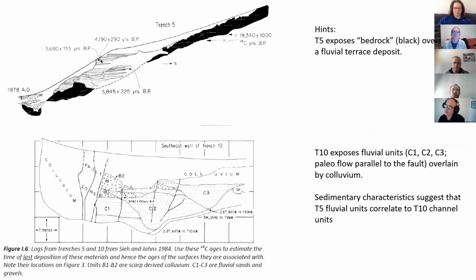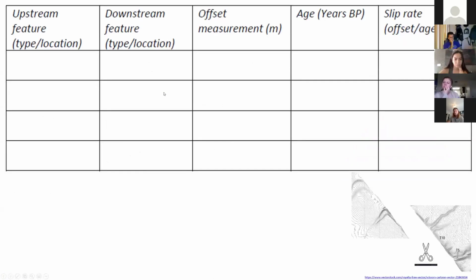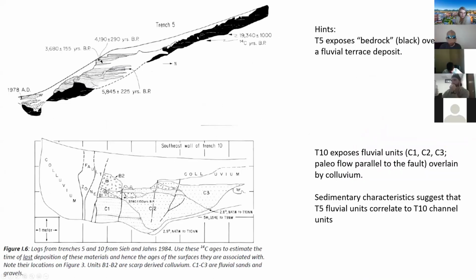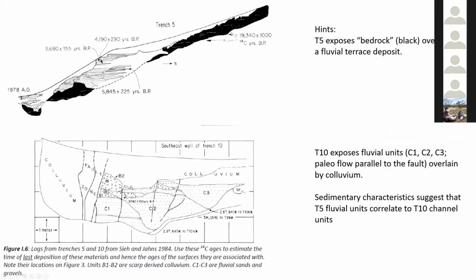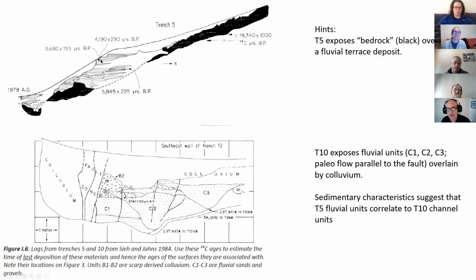So then the trench, this is a key hint. I want to make sure I get this to you before I stop: T5 is cut right here. And it was cut into the local bedrock, which is 20,000 years old. And then inset into that and deposited is this fluvial material that is a terrace deposit, interpreted as such.